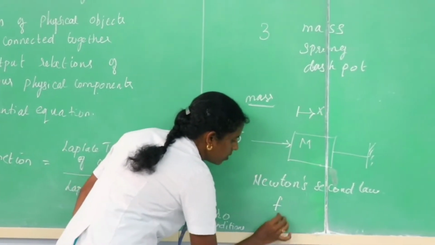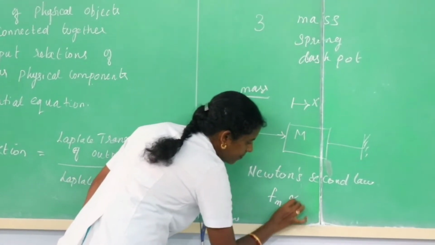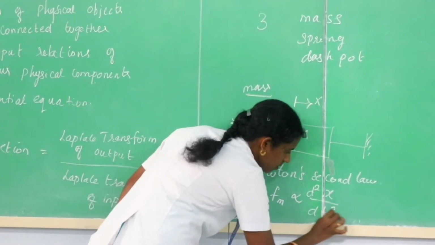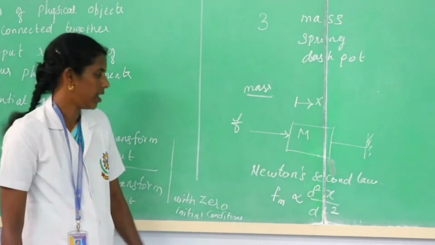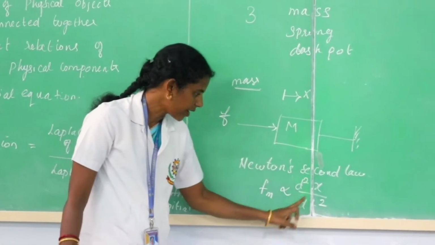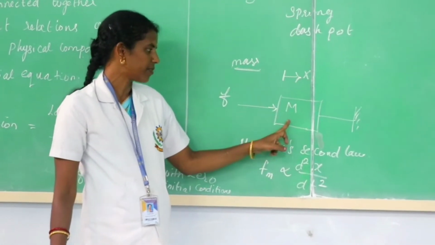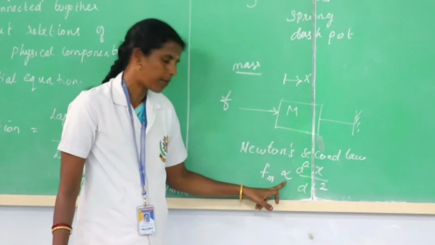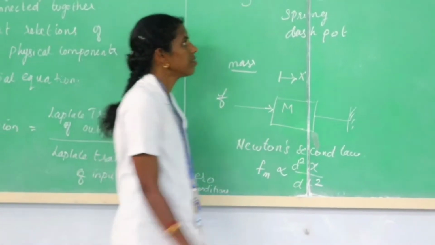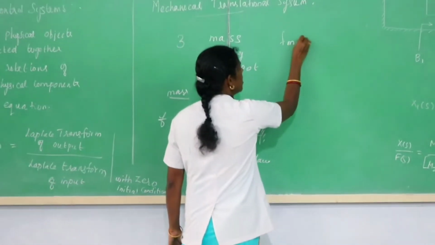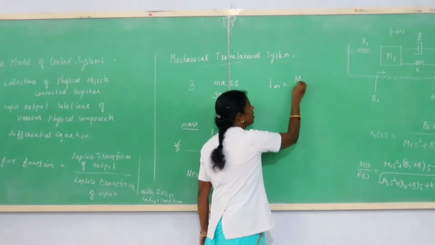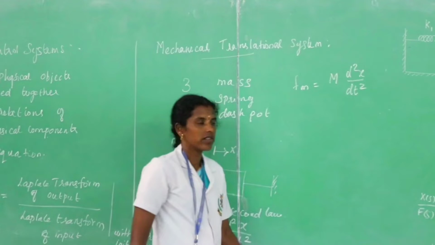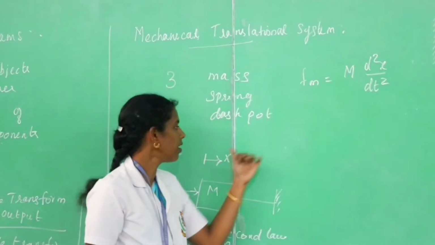So Fm is proportional to the acceleration of the body. Fm is proportional to d squared x divided by dt squared, where x is the displacement of the mass, that is the weight of the body, and we replace the proportionality constant with the mass. So the equation becomes Fm equals m into d squared x divided by dt squared. This is the force balance equation for mass.